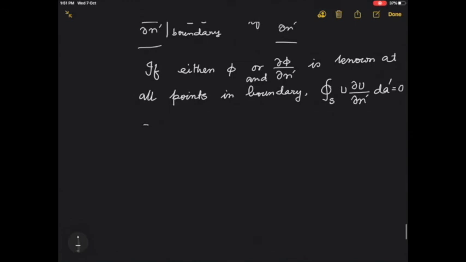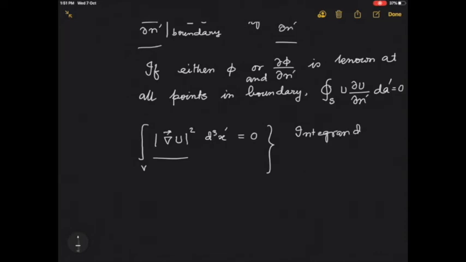So what does it leave us with? It leaves us with this from Green's identity: the volume integral of mod gradient of u squared, d cube x prime, is 0. See, the integrand here is a perfect square. So it is greater than or equal to 0 at all points in the volume.